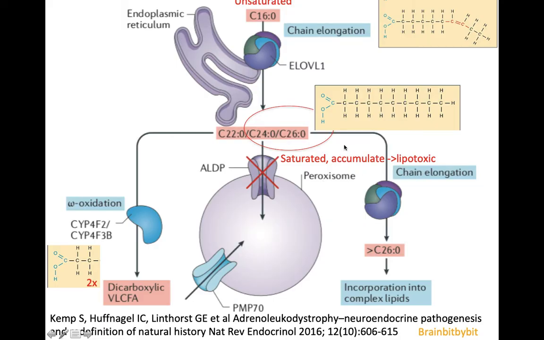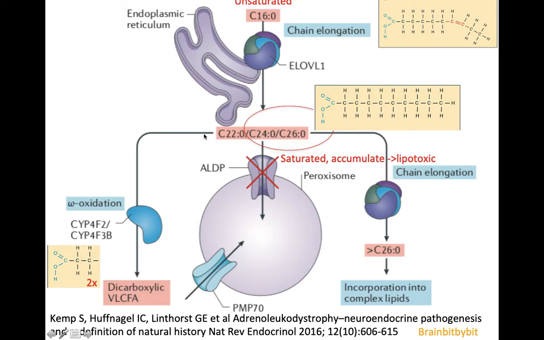And the breakdown of these very long chain fatty acids is done in the peroxisome, and the peroxisome is an organelle with a membrane and some channels in this membrane, and one of the channels is the adrenoleukodystrophy protein. And if that is missing, these very long chain fatty acids cannot enter the peroxisome, and they become longer and longer and get incorporated into complex lipids and are toxic for the cell.